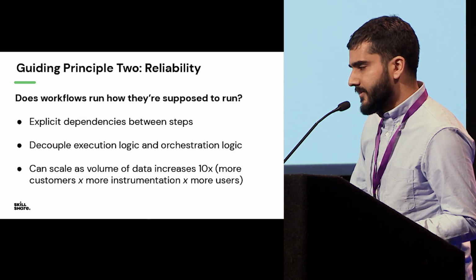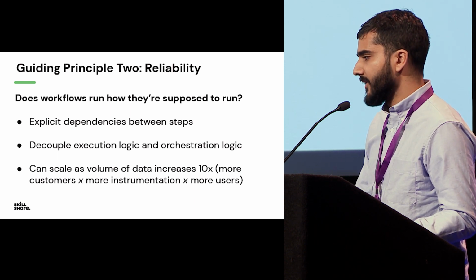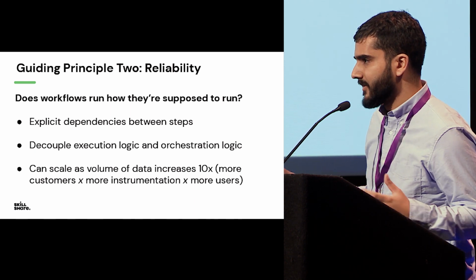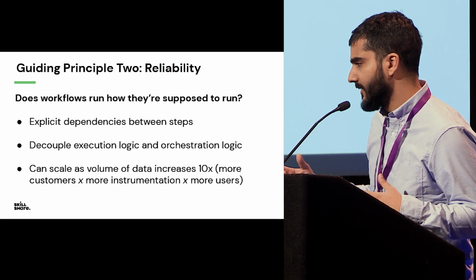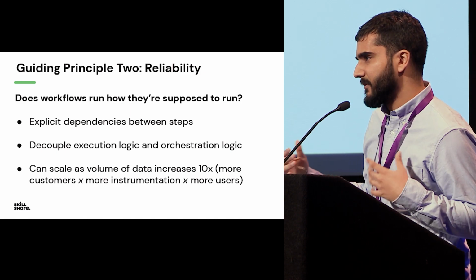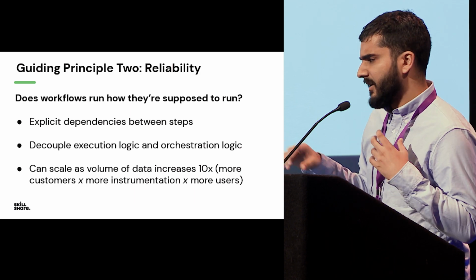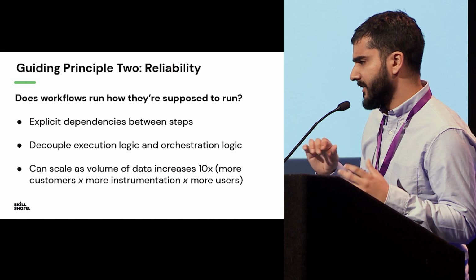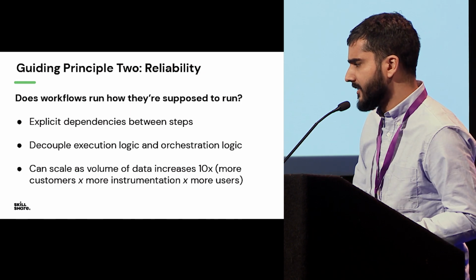And then our second guiding principle is just reliability. So do workflows run how they're supposed to run? For that, you need explicit dependencies between steps. You don't want to have anything that's just assuming something else has run. Also, we wanted to avoid doing too much polling or using webhooks and things. We wanted a workflow system where one thing directly led into another.